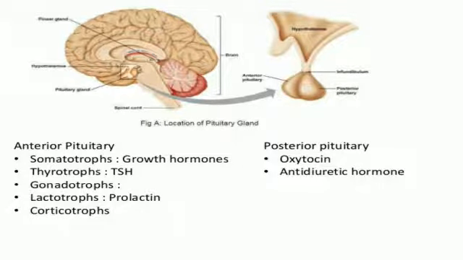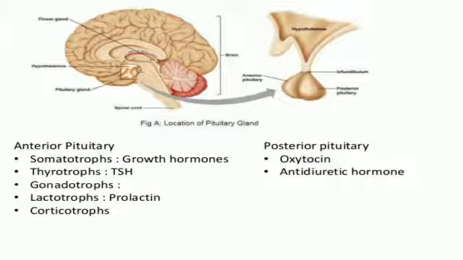Then let's see the pituitary gland. The pituitary gland is a small pea-sized gland that plays a major role in regulating vital body functions. It is divided into two different regions: the anterior pituitary and the posterior pituitary. The anterior pituitary contains somatotropes, that is the growth hormone. The second is the thyrotropes, that is the thyroid stimulating hormone. The third is the gonadotropes. The fourth is the lactotropes, that is prolactin, and the fifth is the corticotropes. The posterior pituitary contains oxytocin and antidiuretic hormone. We will see details about the anterior pituitary.